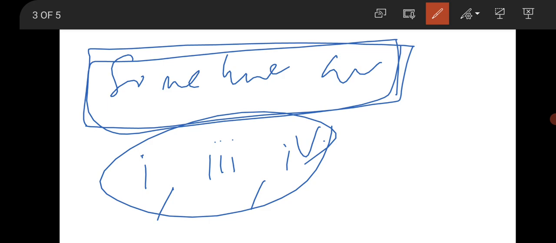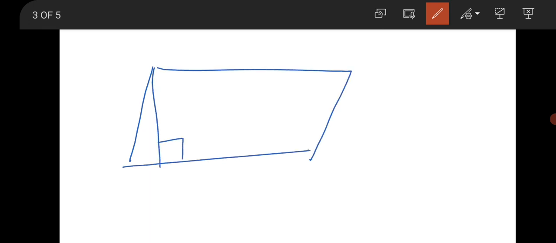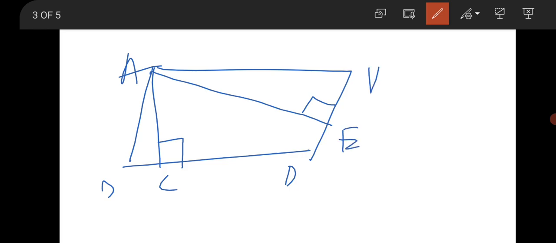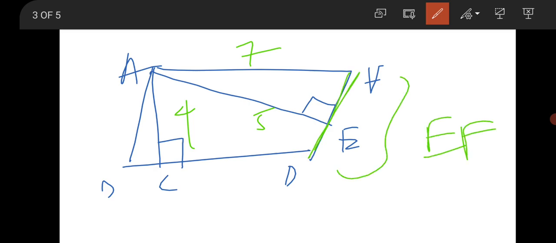Then there was a parallelogram question, which I don't know how to solve, but I remember the question was like that. There is a parallelogram, and the perpendicular is there. This is the perpendicular, not touching this point, it was touching this point. So it is like ABCD, EF. I think this was 7, this was 5, and this was 4. It was asked for EF. This length was asked. I did not solve it, but it was a question. So these are basically the 10 questions you have seen here.